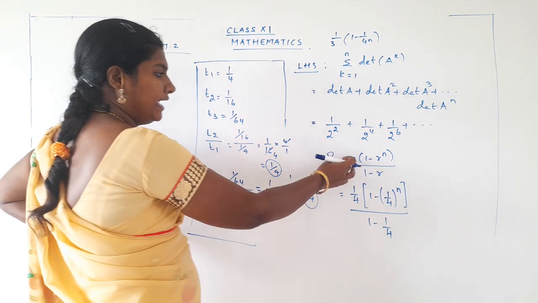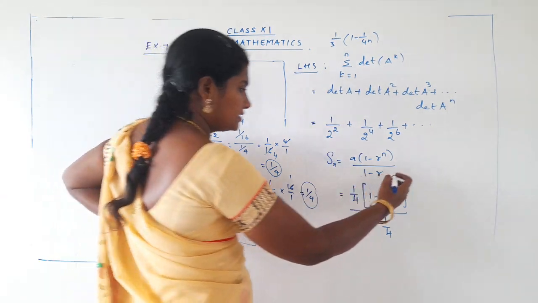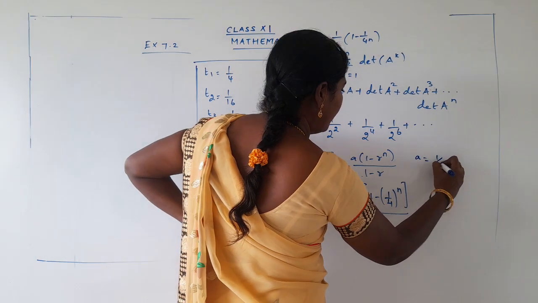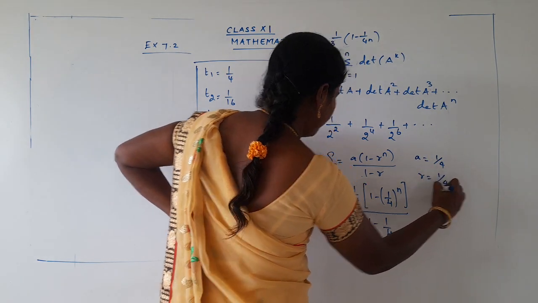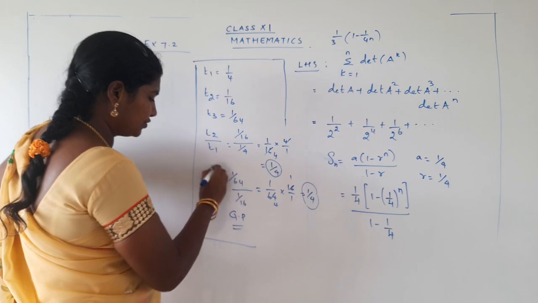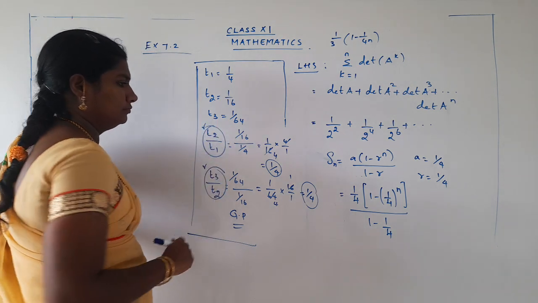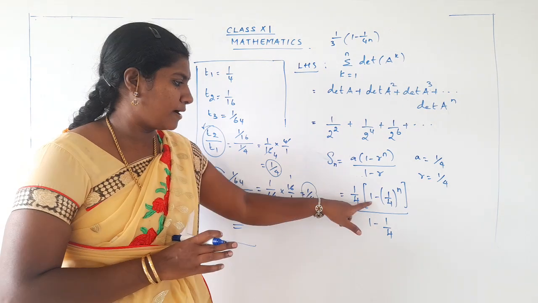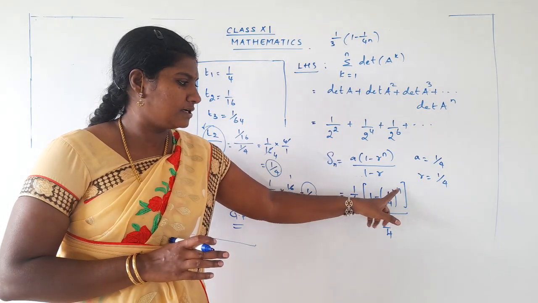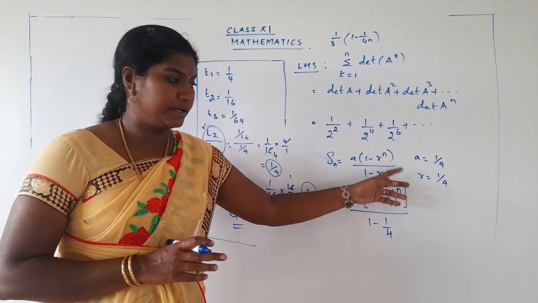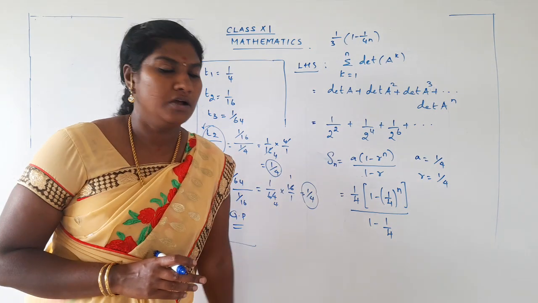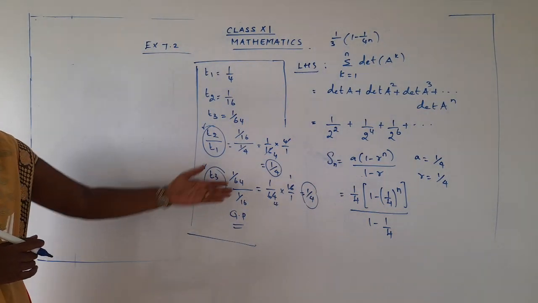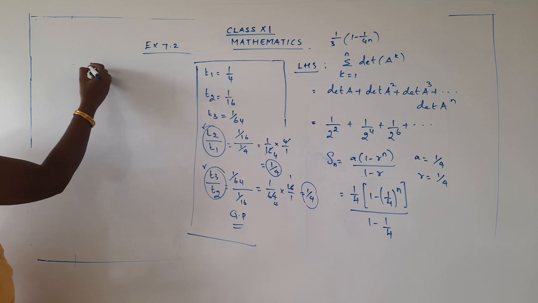So here A is 1 upon 4. I just mention here A is equal to 1 upon 4 and R is equal to 1 upon 4. The common ratio is R. So I just substituted the values: 1 upon 4, 1 minus 1 upon 4. Use a bracket because we have a power here, so raised to N upon 1 minus 1 upon 4. I'm just going to simplify this.